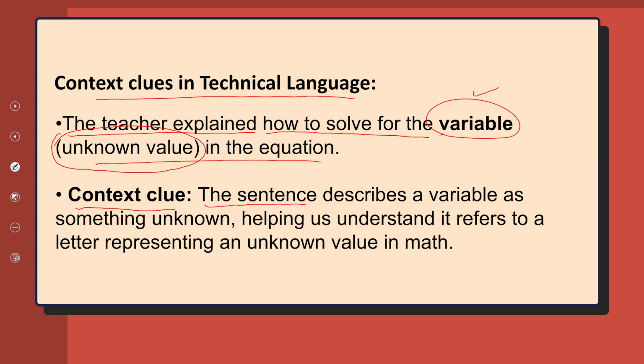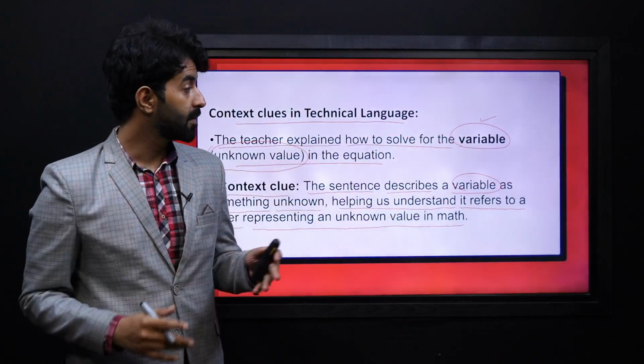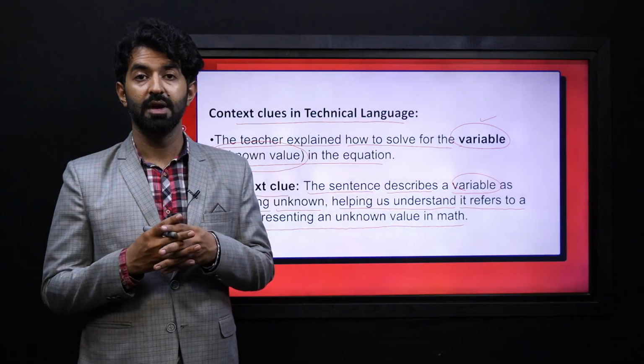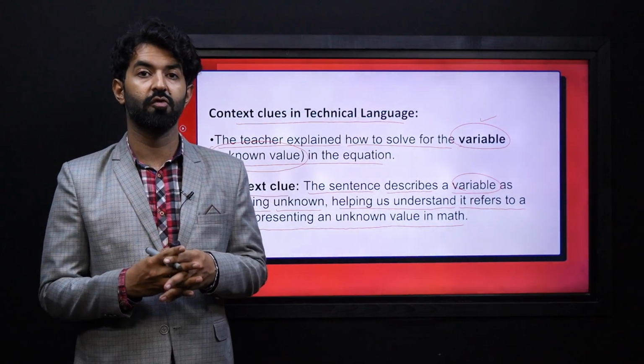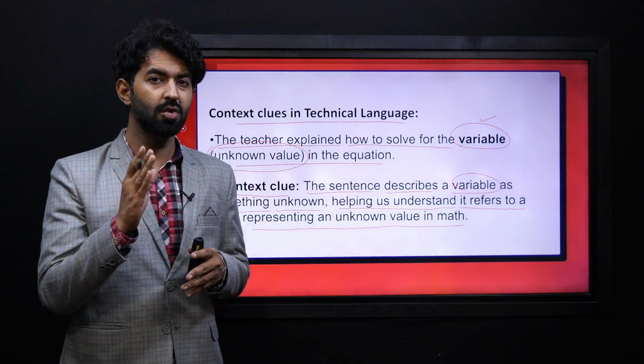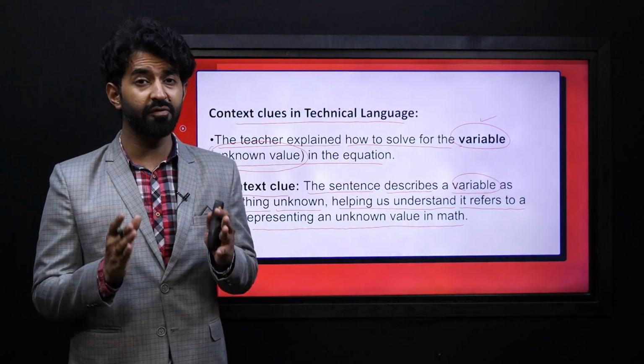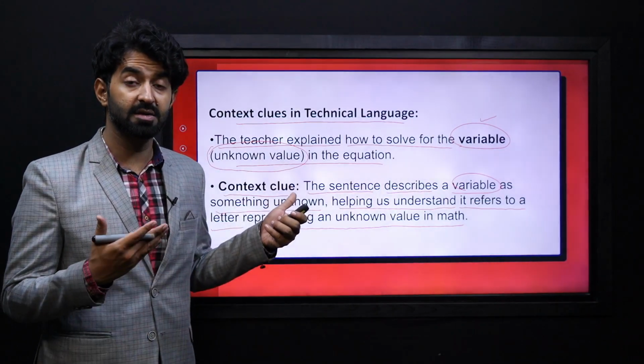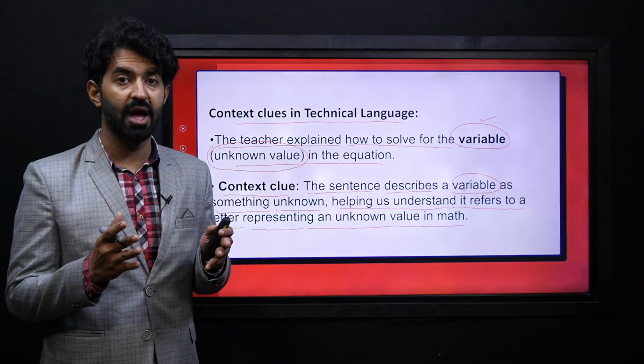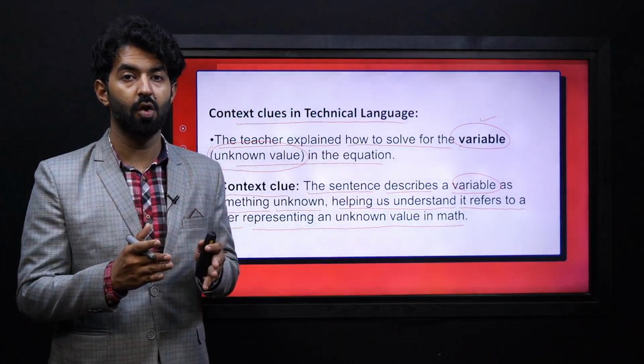The sentence describes a variable as something unknown, helping us understand it refers to a letter representing an unknown value in mathematics. Now, if you look at the word here, variable, let's say I do not know the meaning of variable, but by looking at the clue, looking at the example or the definition that is written in the passage, I can easily get to the meaning of the word.